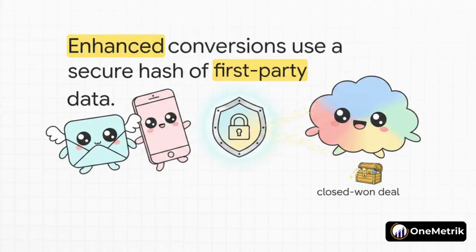But here's a super important update. Simply passing the GCLID back and forth, that's now considered a legacy path. The recommended setup for 2026 is called Enhanced Conversions for Leads. This is vastly superior because it uses a secure one-way hash of first-party data, things like email addresses and phone numbers. So even if the GCLID gets lost to cookie blockers or weird mobile redirects, Google can still match that closed-won deal all the way back to the original ad click. It's a real game changer.